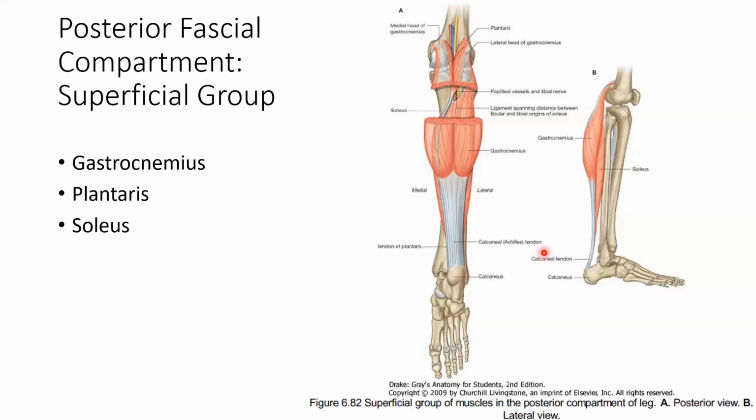So that's how this Achilles tendon comes in here. So this is the Achilles tendon. Then you have another small muscle here, the soleus, which also arises from the lateral condyle of the femur.